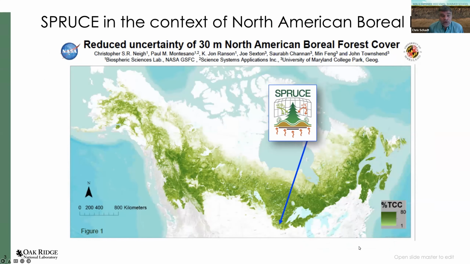So to give a little more context, the peatlands we're talking about are part of the boreal forest ecosystems in the United States and Canada. Those ecosystems stretch globally as well, but the SPRUCE experiment itself is located at the southern end of that boreal ecosystem, in northern Minnesota in the US. So this is showing the extent of that ecosystem across North America and the total tree canopy cover in green.